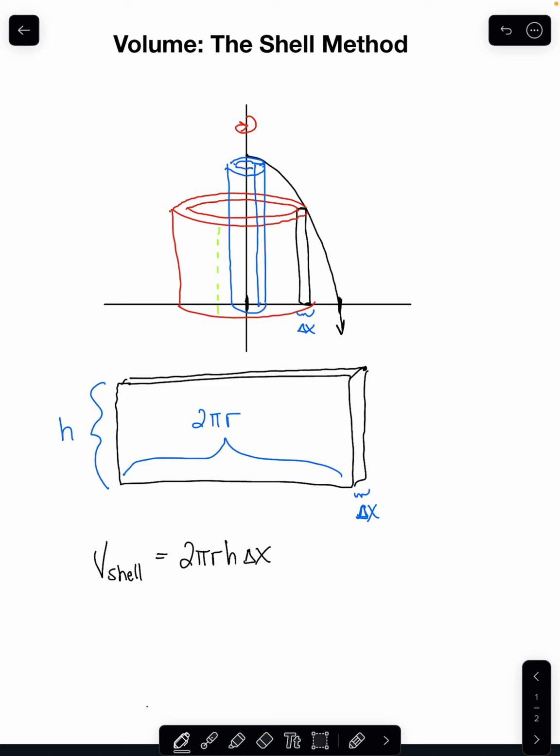Likewise, the height of the cylindrical shell is going to be tied into the height of the rectangle, the height of the function on that subinterval. So the volume of the ith shell is going to be based on a radius tied to the ith partition and a height tied to the ith partition.